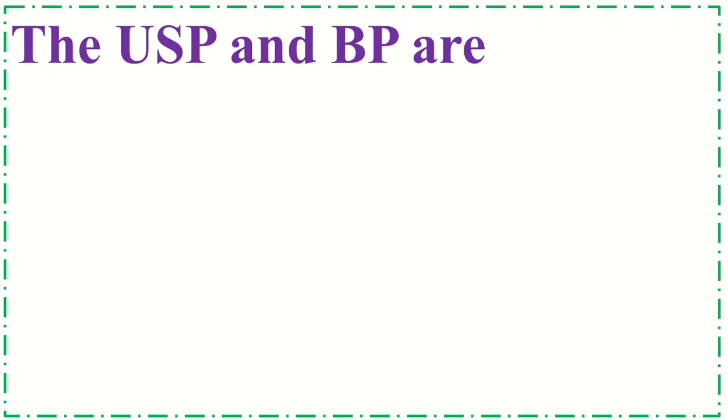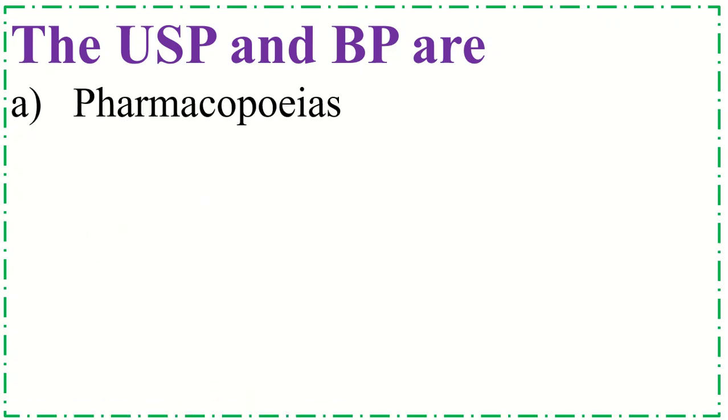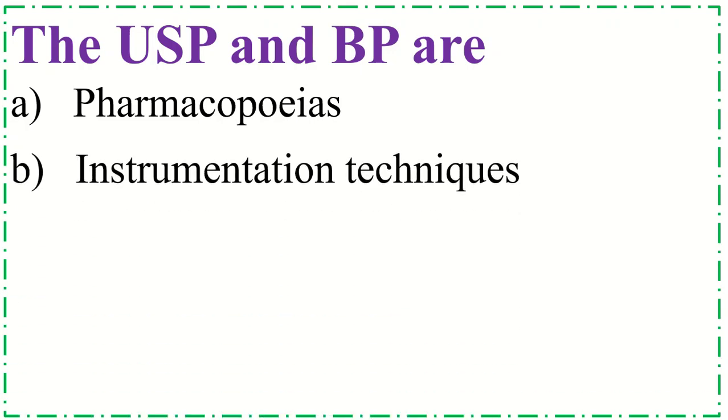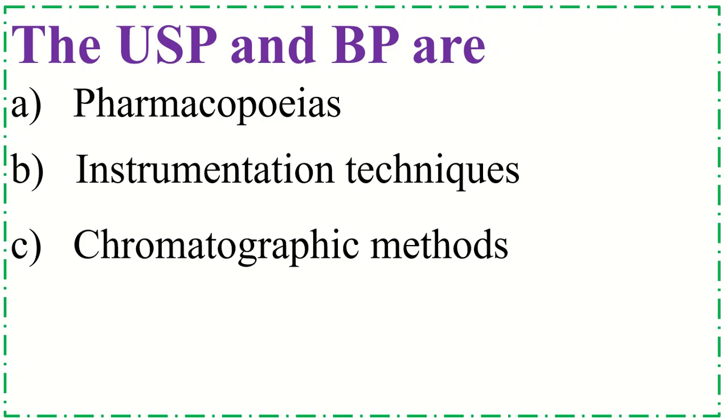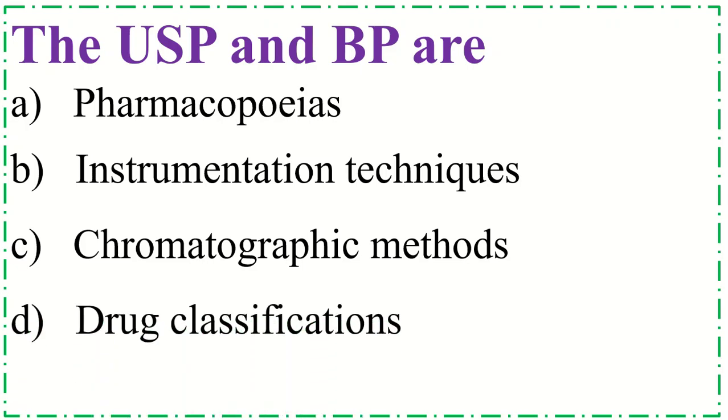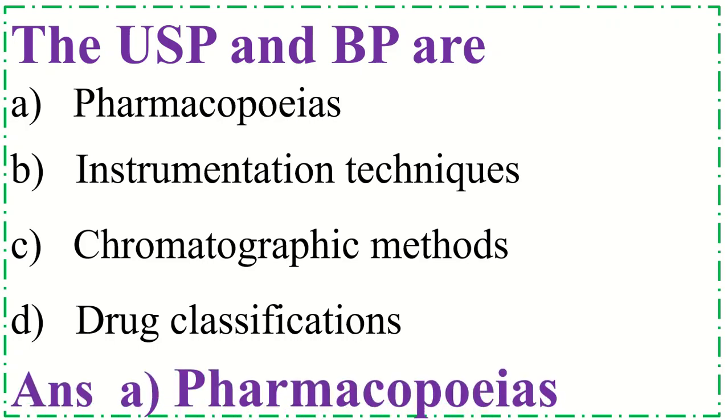The USP and BP are option A pharmacopoeias, B instrumentation techniques, C chromatographic methods, option D drug classifications. Correct option is A pharmacopoeias.